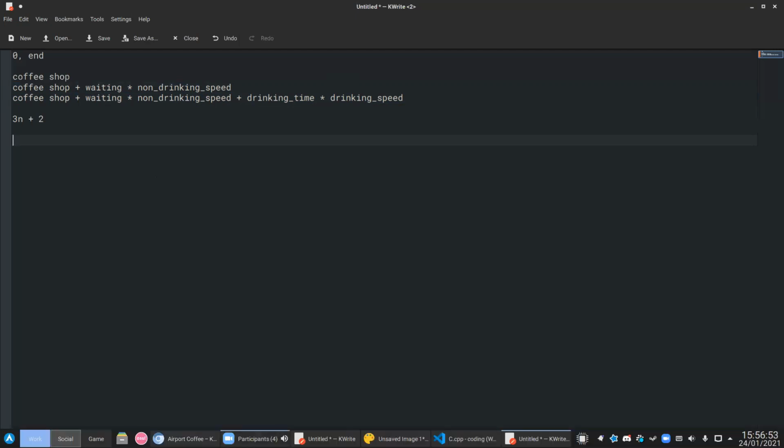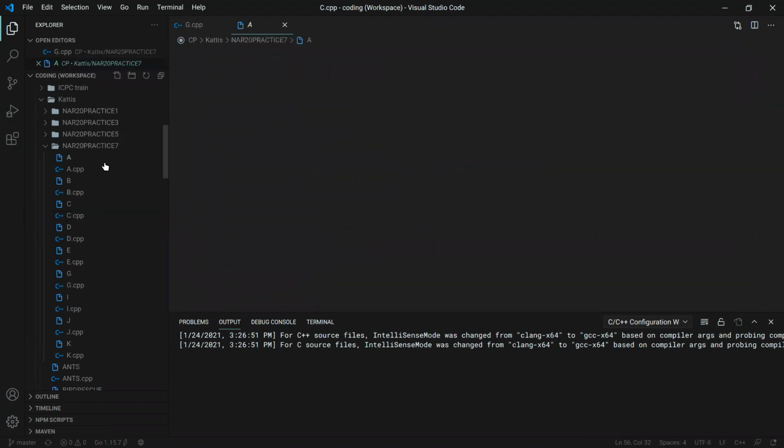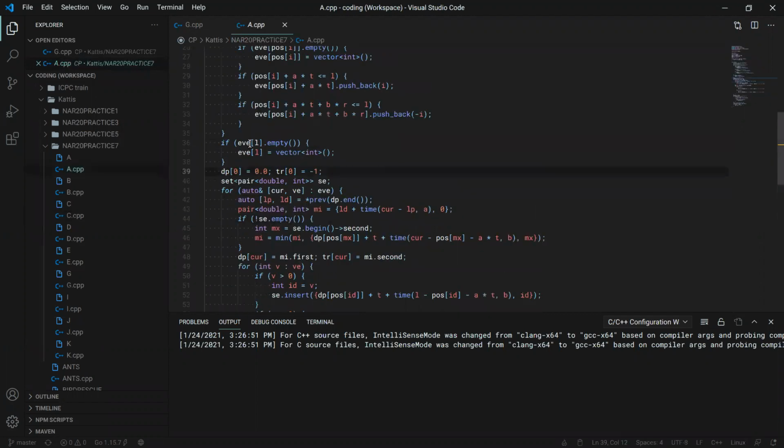Except my pitfall was that I think I utilized too many data structures. Did you run out of memory or something? No, I did not run out of memory. I ran out of time.